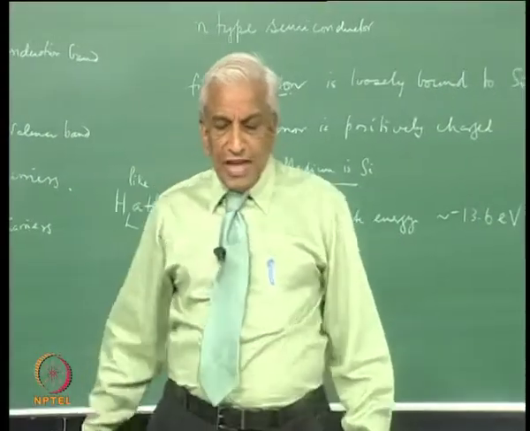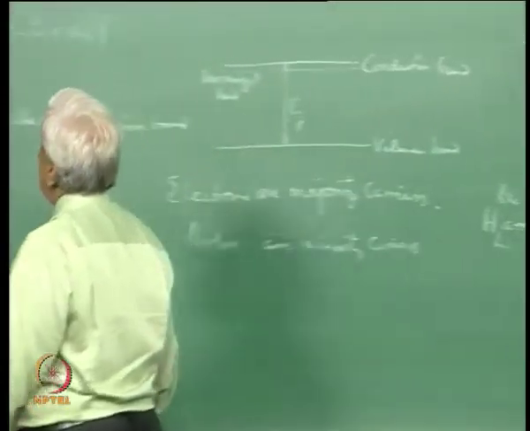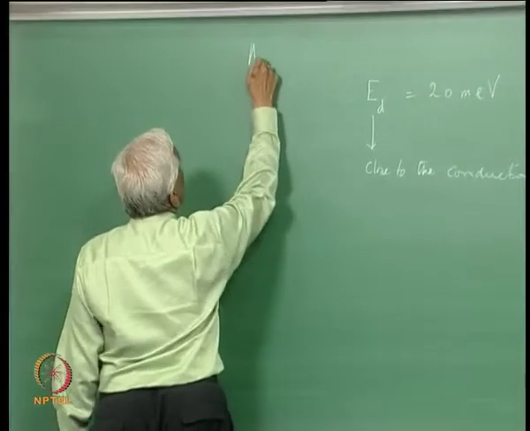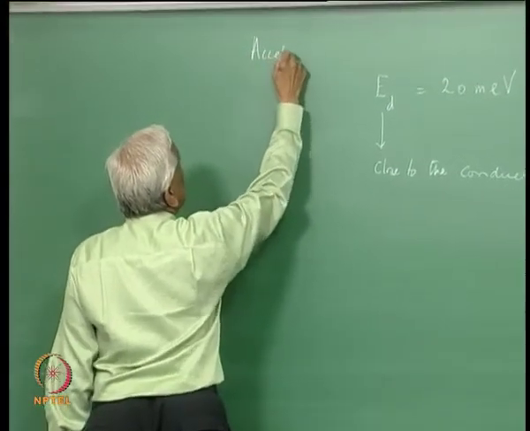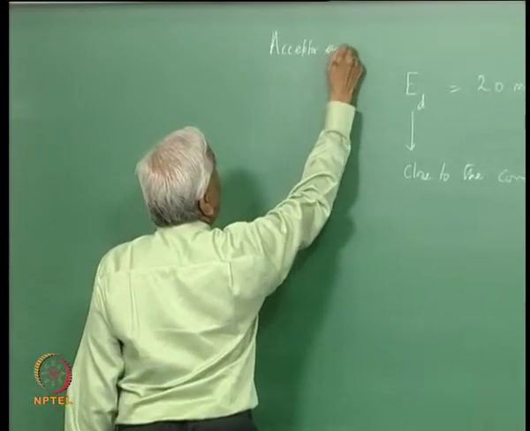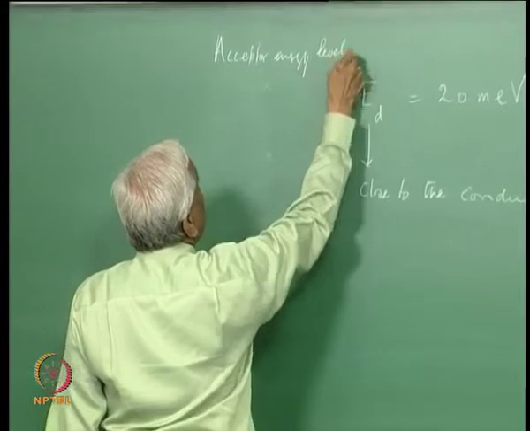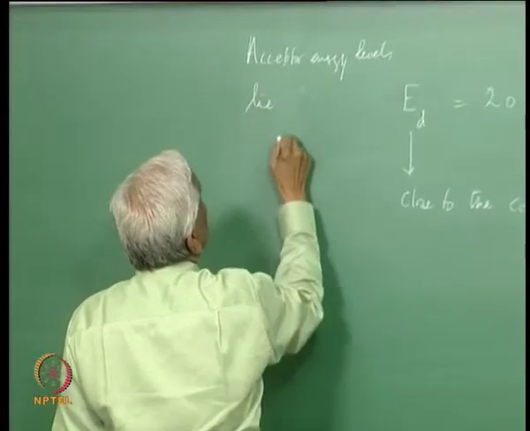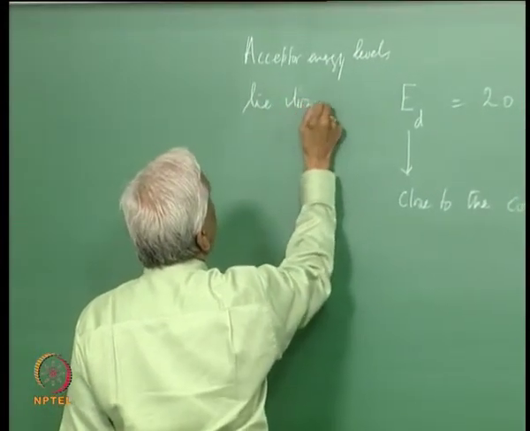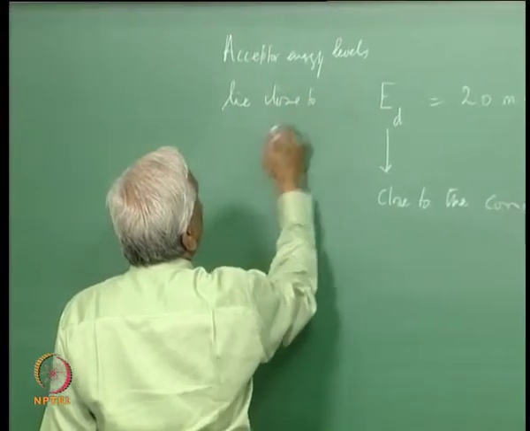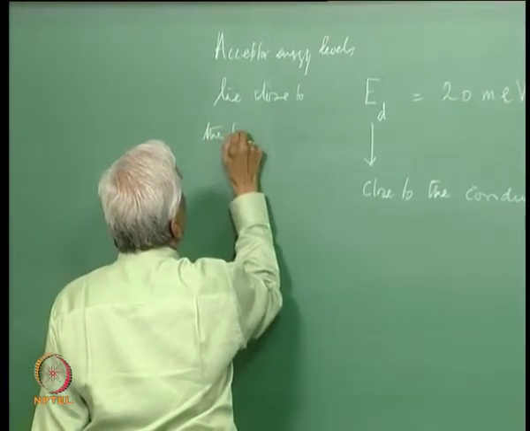By following the same argument, one can also see that the acceptor energy levels lie very close to the top of the valence band.